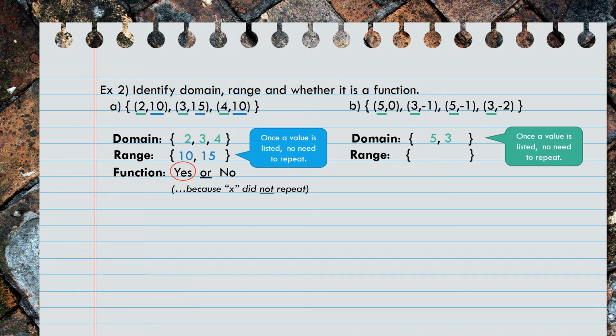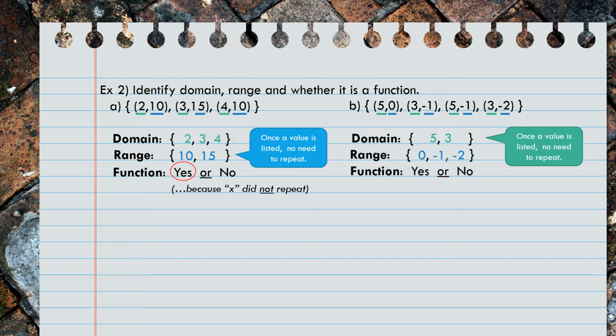Now our range corresponds to our y values, so we go and underline our y values, which in this case are 0, -1, -1, and -2. Now that we've identified them, we write them as our range, which is 0, -1, and -2. Again, once a value is listed, there is no need to repeat it.